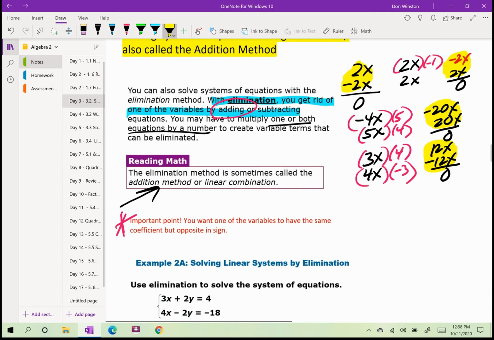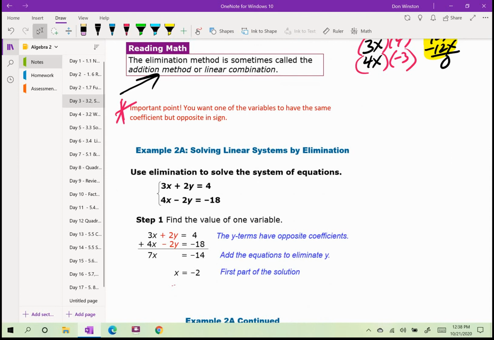So let's look at some examples here. Use elimination to solve the system of equations. Okay, we start off pretty easy. Notice here, I can easily eliminate the y's because the coefficients are the same and they're opposite in sign. So we just add. 3x plus 4x is 7x. That gets eliminated, and 4 plus a negative 18 gives you negative 14. You divide by 7, you get x is equal to negative 2.